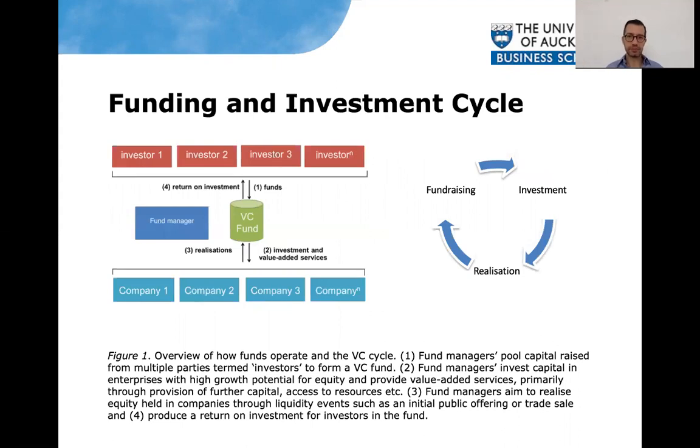First, we show you the funding and investment cycle. So how does a venture capital or a private equity fund work? As you can see at the top, you have investors 1, 2, 3, and 4. A number of investors will pool their capital and give it to a venture capital fund. These types of investors can be pension funds, banks, wealthy individuals, insurance firms, you name it. Anyone can invest in a venture capital fund as long as they usually have a little bit of capital.